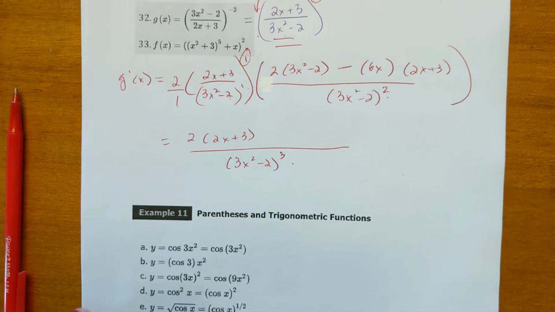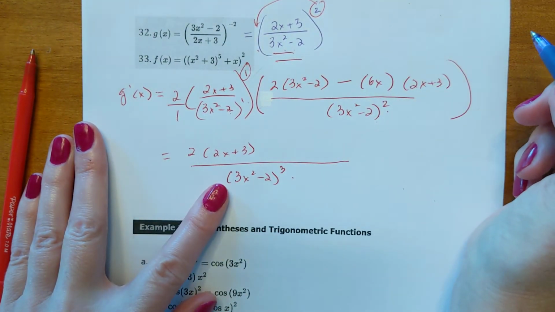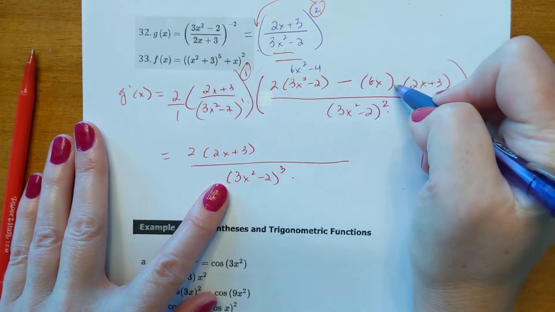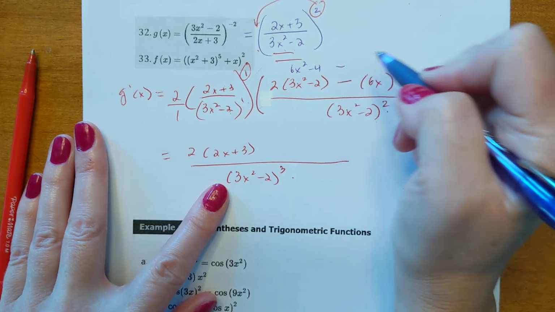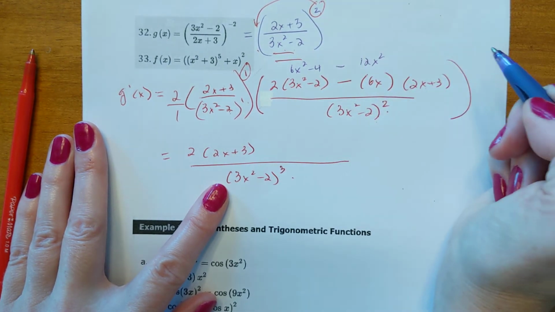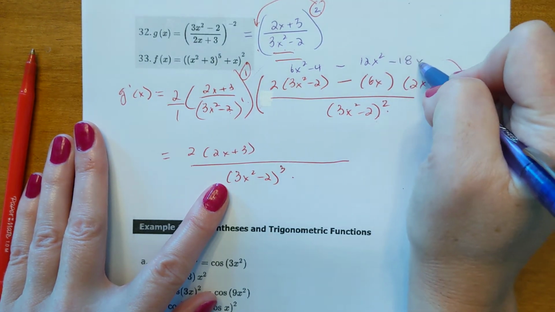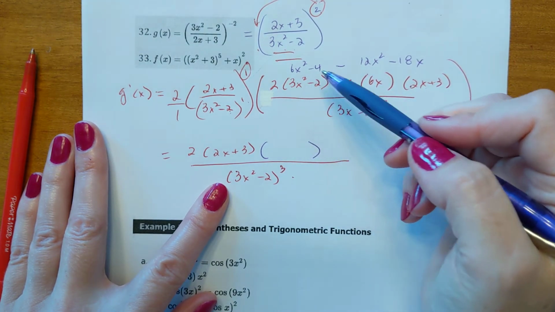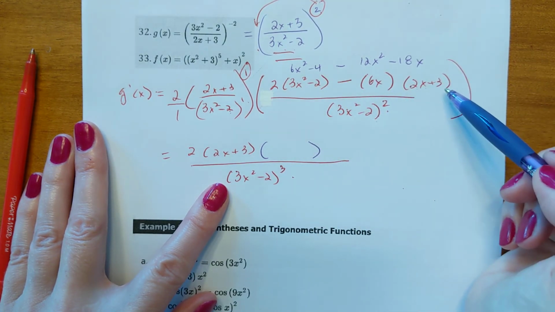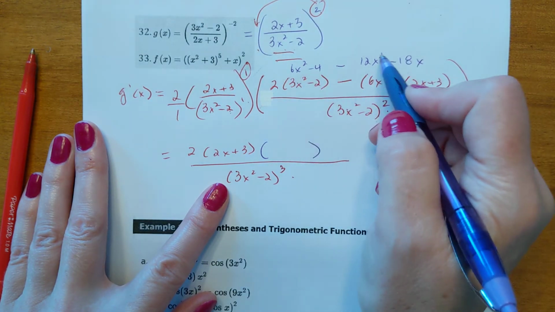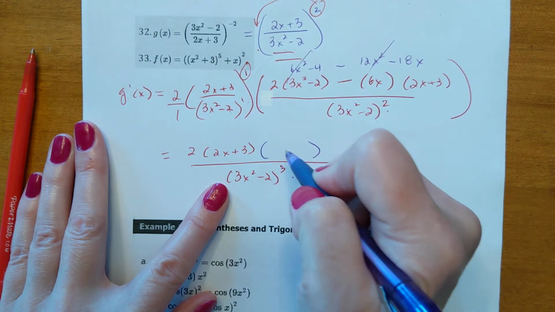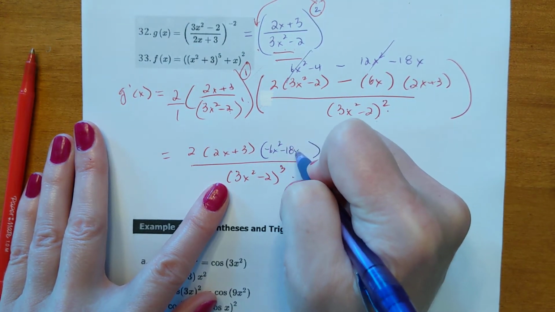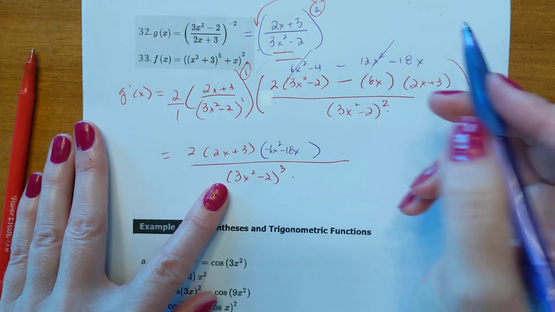And with this mess that we have on top, let's see here. We have 2 times 3, 6x squared minus 4. And then minus 6x times 2x would be minus 12x squared minus 18x. So on the top then, in this bracket here, I better double check it here. 6, 4, 12, 18, yeah. Well, you've got negative 6x squared, and then minus 18x, and then plus 4.